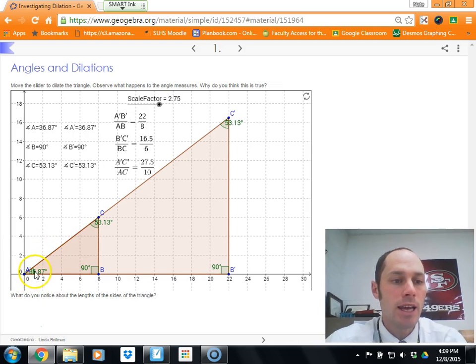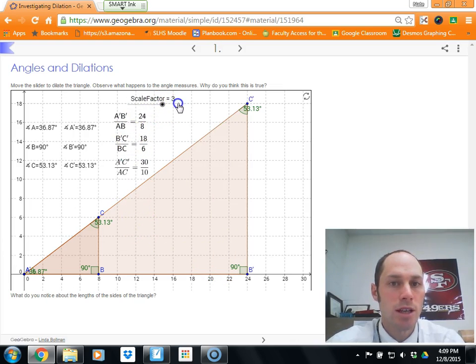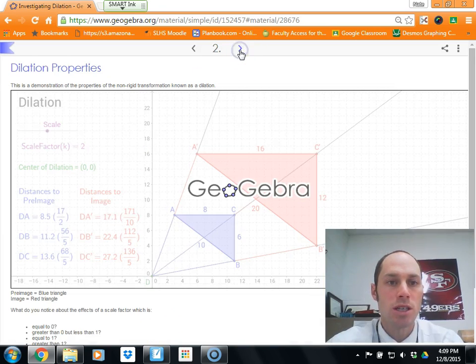And then when we dilate the figure, notice what happens to the angle measures. A and A prime stay the same, C and C prime are the same, B and B prime are the same. Notice no matter how I change that up, the corresponding angles are always the same in a dilation. So a dilation is just we're transforming the shape, but we're expanding it by a scale factor. So all the angles remain the same, but the lengths get changed in proportion.